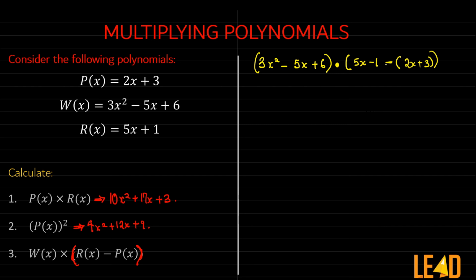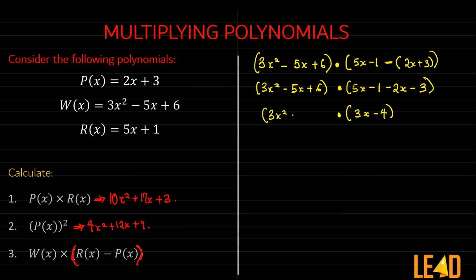So we'll attend to the bracket first, which means that I'm going to multiply the negative sign in. I would have 5x minus 1 minus 2x minus 3. I still have this here, 3x squared minus 5x plus 6. We still need to attend to this, right? So let's collect the like terms and sort that out. 5x minus 2x would be 3x, and then minus 1 minus 3 would be minus 4. So this is what I need to multiply by 3x squared minus 5x plus 6.